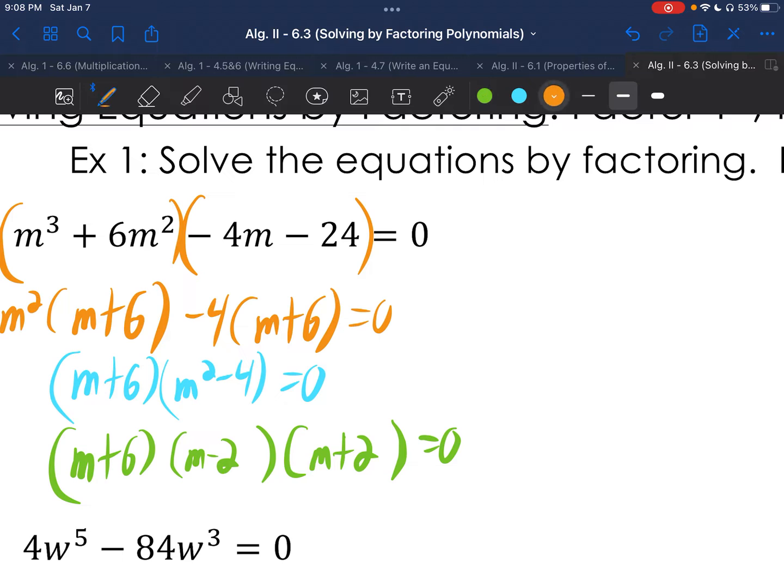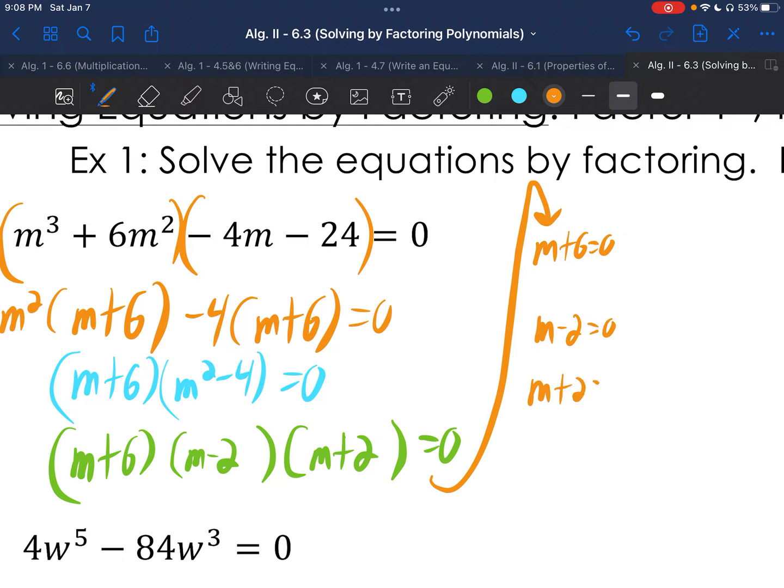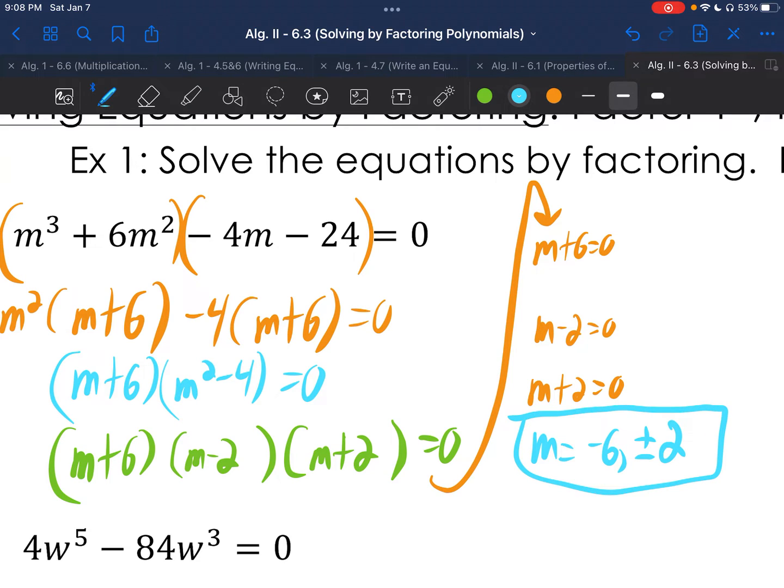So now we set each of those equal to 0. m plus 6 equals 0, m minus 2 equals 0, and m plus 2 equals 0. By solving these, we get m equals negative 6, as well as both positive and negative 2. And remember, there's multiple ways you could write this, as long as those are your 3 numbers.